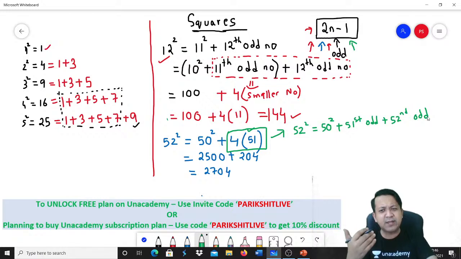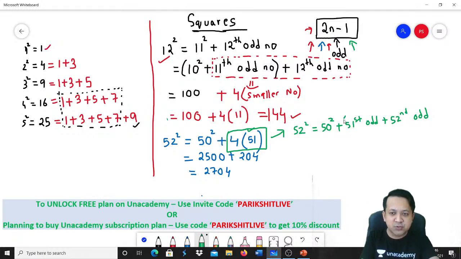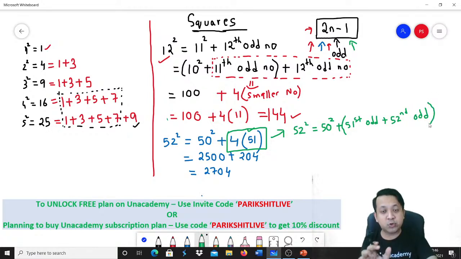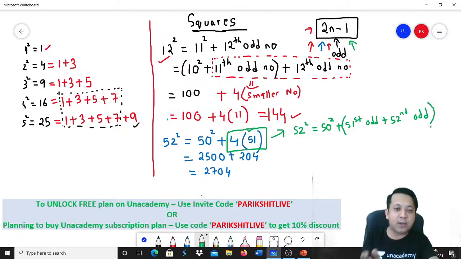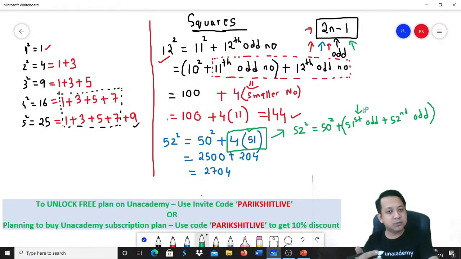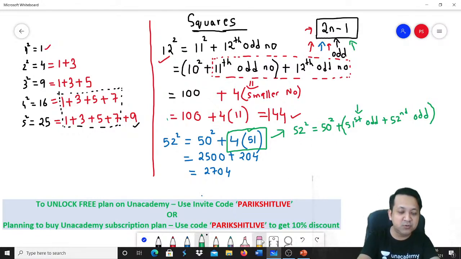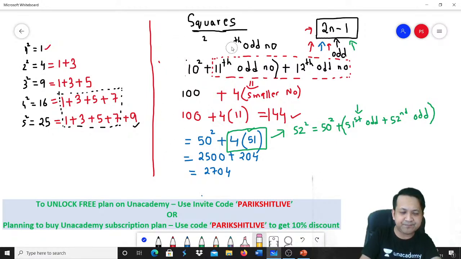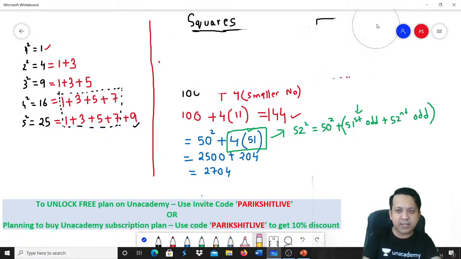What is the difference between 52 square and 50 square? Everything is the same except that 52 square will have 2 extra odd terms. And you know, whenever you add 2 extra odd terms, the shortcut is it will always be equal to 4 times the smaller number. So 4 times the smaller number would mean 4 into 51, which will come out to be 2704. I hope you appreciate the beauty of these shortcuts. They are super awesome and you'll be able to get your answer in seconds.